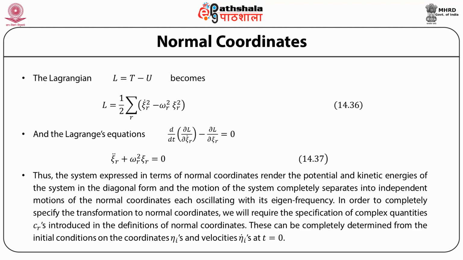In order to completely specify the transformation to normal coordinates, we will require the specification of the complex quantities c_r introduced earlier in the definition of normal coordinates. So these can be completely determined from the initial conditions on the coordinates eta_i and the velocities eta_i dot at t is equal to 0.